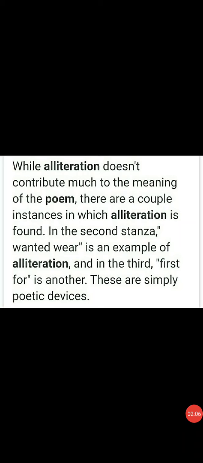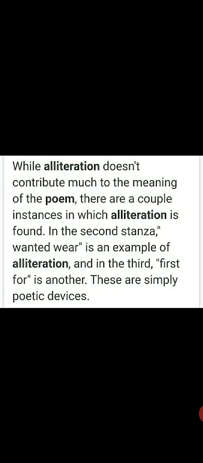Next is alliteration. In the second stanza, see the third line, because it was grassy and wanted wear. Wanted wear. Here, the w sound is repeated. W is a consonant. So, alliteration is a repetition of consonant sounds in a line of a poem. Understand? Alliteration is a repetition of consonant sounds. Assonance is a repetition of vowel sounds.